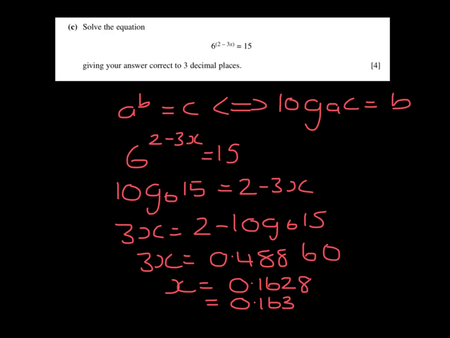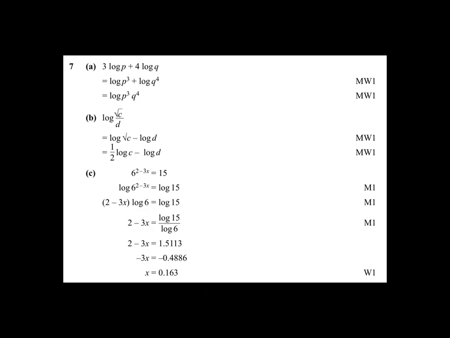This is one method for answering this question. As we look at the mark scheme in Part C, you can see a second method where they have taken the logs of both sides, used the third rule to bring the power down in front, and again reorganised to find x, but we get the same answer.